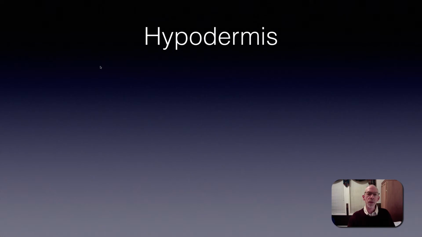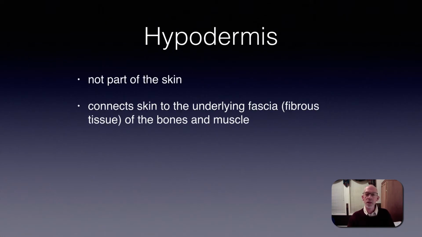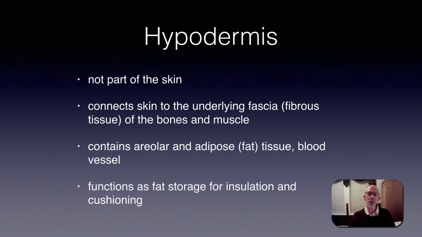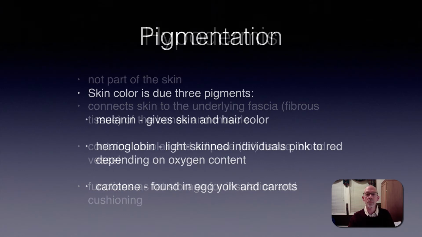The hypodermis, as mentioned before, is not part of the skin. It connects the skin to the underlying fascia, the fibrous tissue found around bones and muscle. It contains areolar and adipose tissue. Adipose tissue is fat tissue. It also contains blood vessels, and it functions as fat storage for insulation and for cushioning.